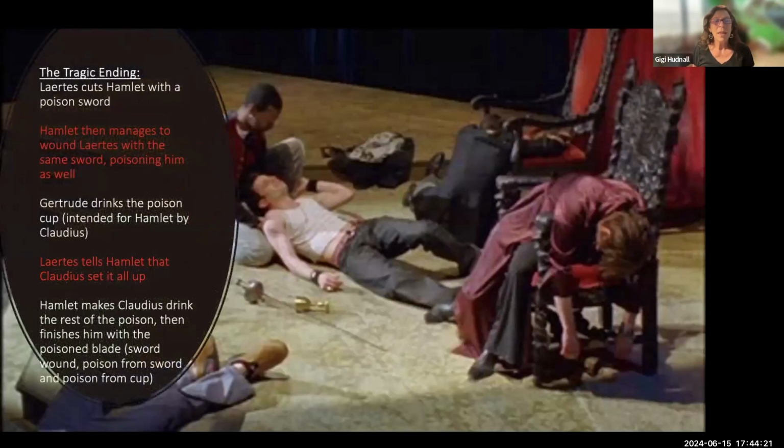Okay. And then the tragic ending. Laertes cuts Hamlet with the poisoned sword. Hamlet then manages to wound Laertes with the same sword, poisoning him as well. Gertrude drinks the poison cup intended for Hamlet by Claudius. Laertes tells Hamlet that Claudius set it all up, and then Hamlet makes Claudius drink the rest of the poison, then finishes him off with the poison blade. So the sword wound, the poison from the sword, and poison from the cup should kill Claudius.